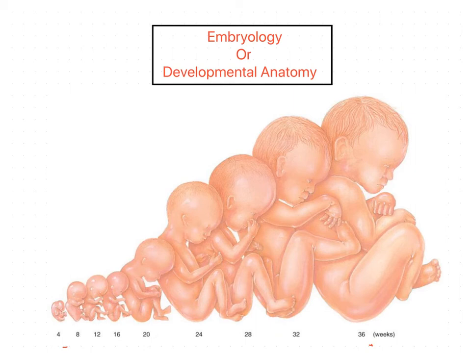Okay, for example, the location and relations of the heart, liver, stomach, spleen, etc. Whether all these are present at their places or not, and how these organs are developing. Here you can find how the head is developing from the 4th week to the 36th week, and how the limbs are developed from the 4th week to the 36th week.